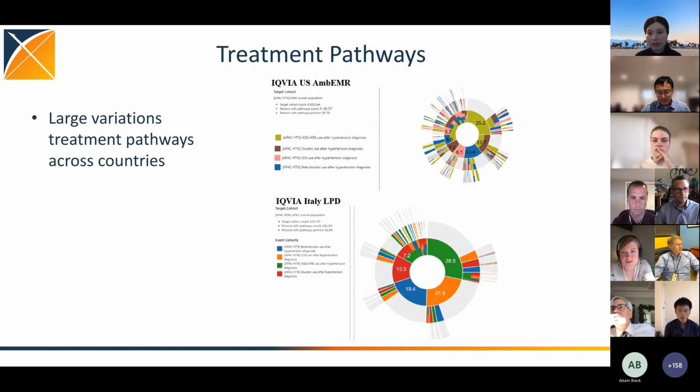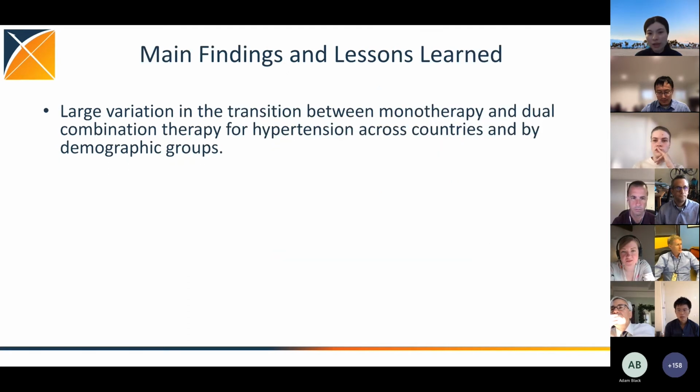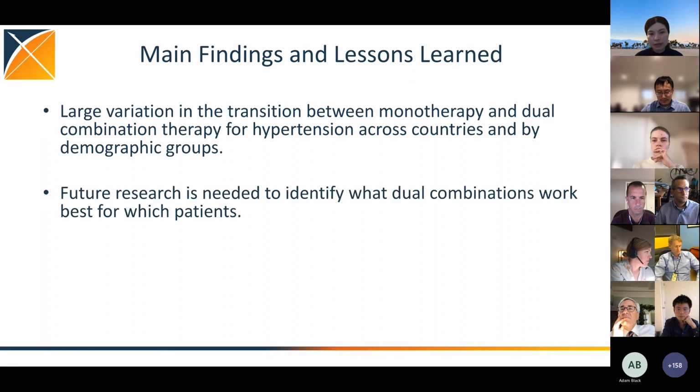Okay, next slide. Finally, just to summarize the key findings and lessons learned from this new collaboration, we found large variation in transition between monotherapy and dual combination therapy for hypertension across different countries and by demographic subgroups such as age and sex. These will lay the foundation for future research, which is to identify what is the best combination for which patient.